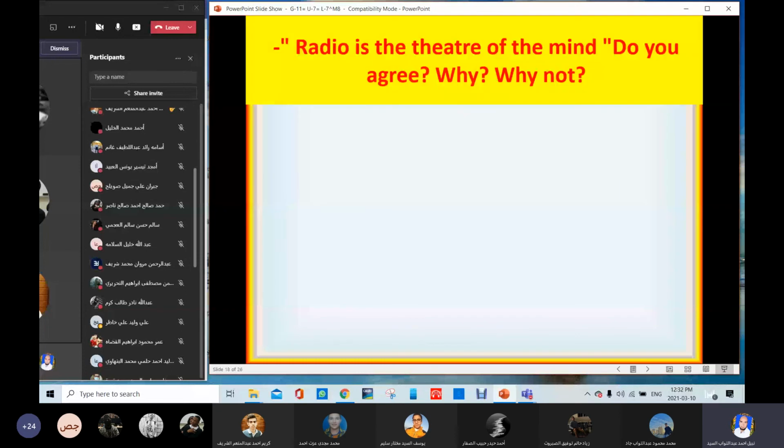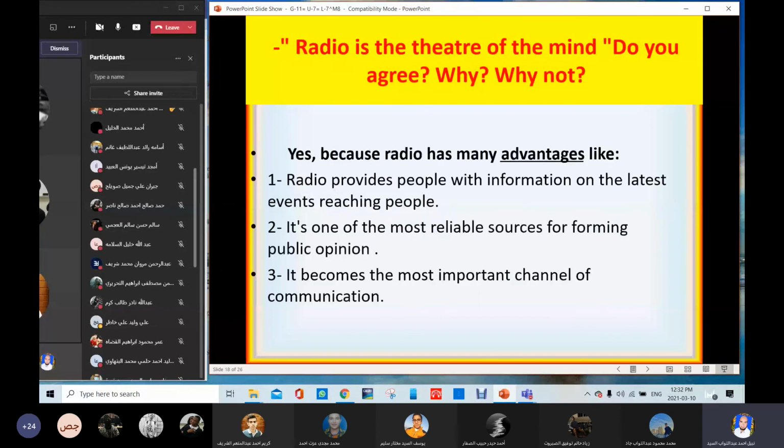Radio is a theater of the mind. Do you agree or disagree? And why? Yes, I agree. Because radio has many advantages, like radio provides people with information on the latest events reaching people. It's one of the most reliable sources for forming public opinion. It becomes the most important channel of communication. I think the first answer is better than this one.